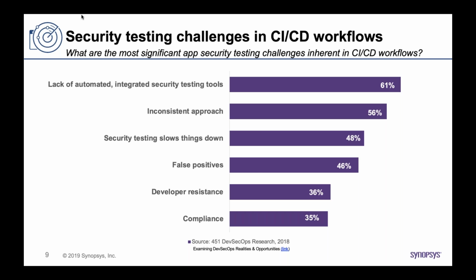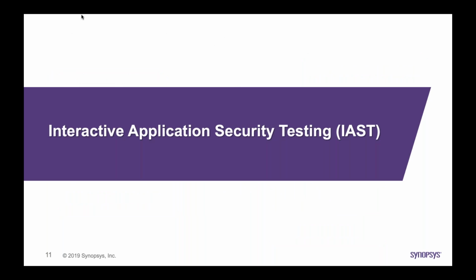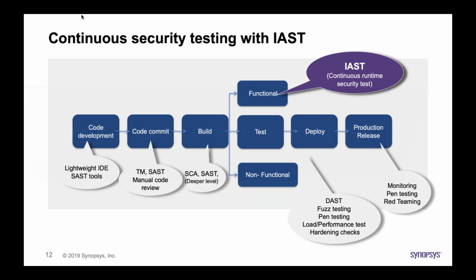So the key question is, how do we maximize application security and development velocity? How do we integrate and automate dynamic security testing into our CI/CD? Most importantly, how do we identify and prioritize critical vulnerabilities that will help minimize development teams' effort in triaging and remediation? And this is where IAST comes in. IAST stands for Interactive Application Security Testing, and it is a next-generation solution that can help build continuous security testing into your CI/CD.